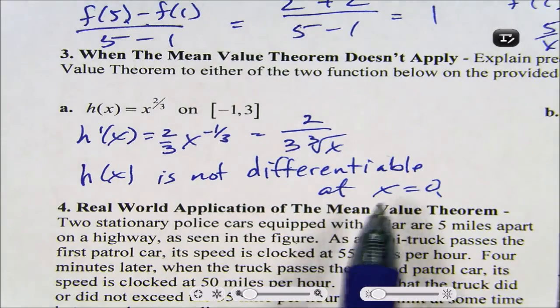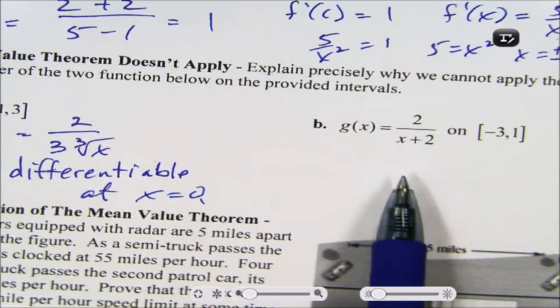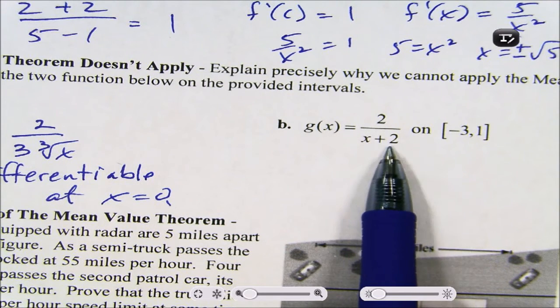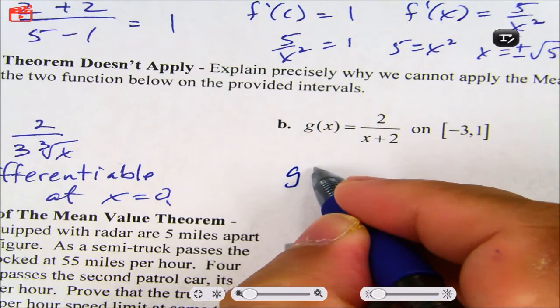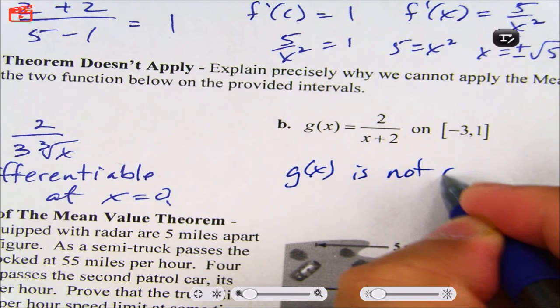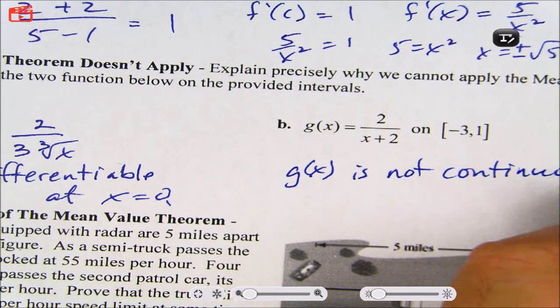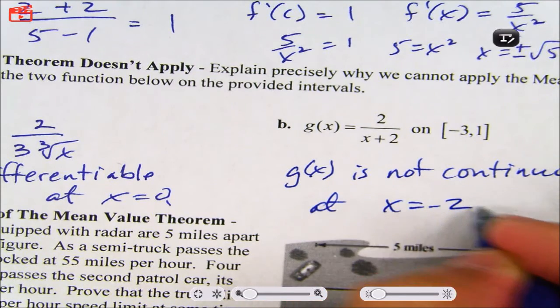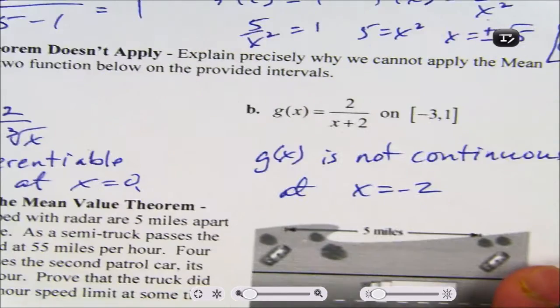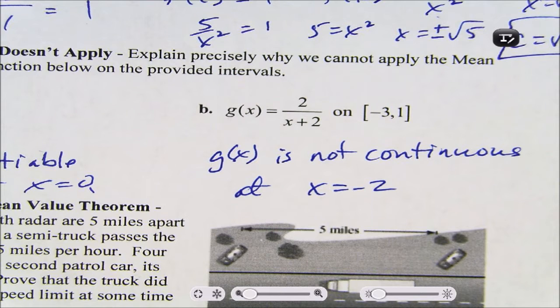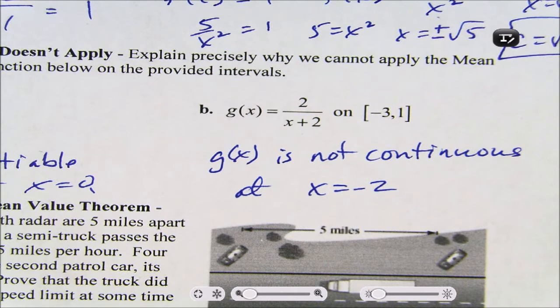Or hence the mean value theorem doesn't apply. All right. So B, this one's easier. This is undefined at x equals -2, and -2 is in that interval. G of x is not continuous at x equals -2. So the mean value theorem does not apply. You got -2 by setting the denominator equals 0? Yeah, okay. Just wanted to make sure. That's fine.